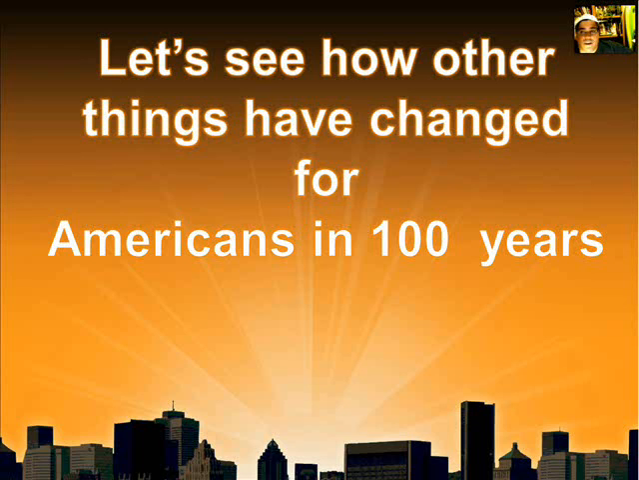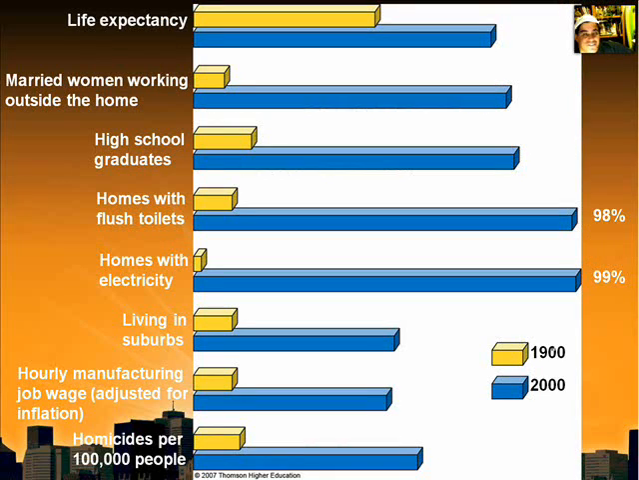All right, let's take a look at how things have changed for Americans in the past 100 years. Take a look at this. This is great stuff. We're looking at life expectancy, married women working, how many people graduate from high school, homes with toilets that flush, homes with electricity, people who live in the suburbs, hourly manufacturing job wage. I don't even know what that means. Ooh, number of homicides. That's kind of depressing. Take a look at those numbers.